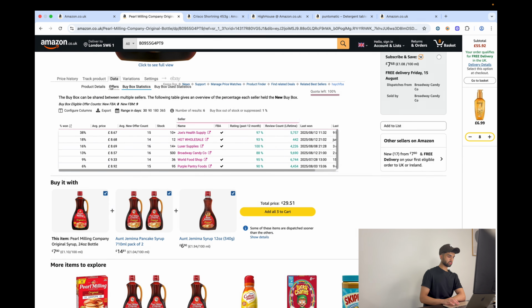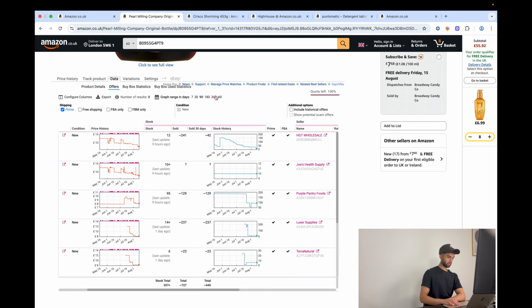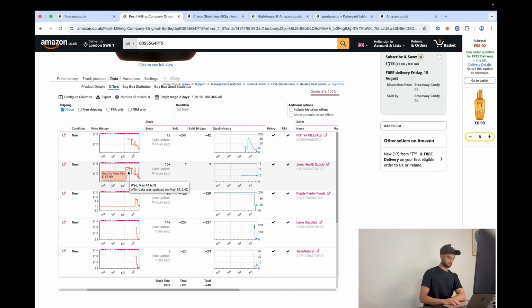So what we can do is literally look at the historical data for Joel's Health Supply and see what's the lowest price they've ever dropped to. Okay, so again, this looks like they've jumped on listing at 13 quid, expecting it to sell at 30 quid or close to 30 quid, but then again, they're probably overstocked and they've now gone into tank, or they're probably liquidating some stock because they need better cash flow in their business. And you have this company here, HGT, who seems to be following a similar trend.